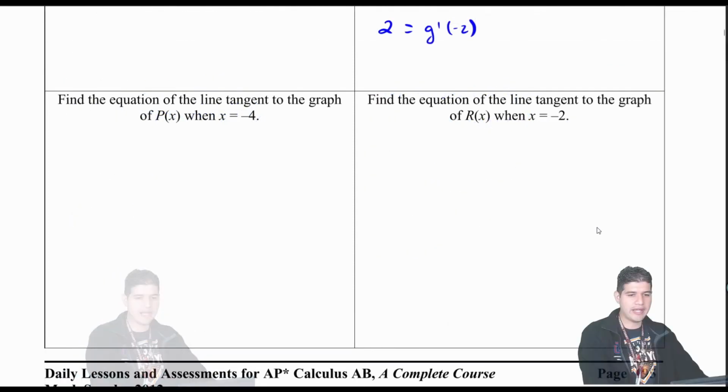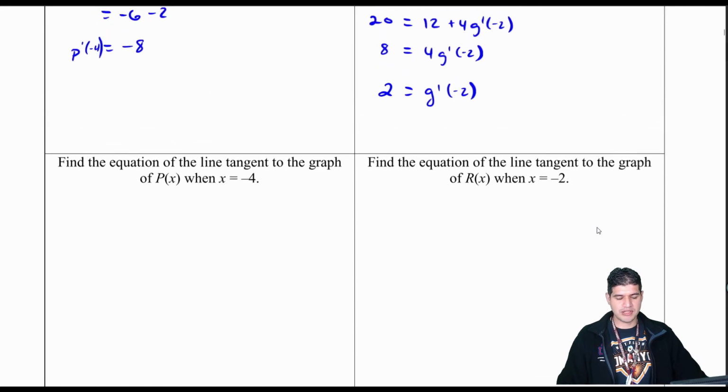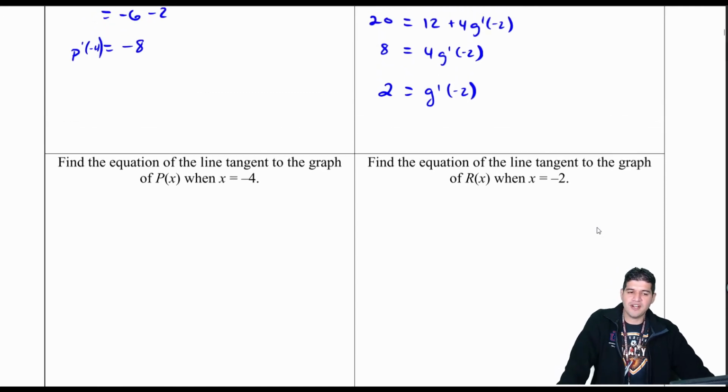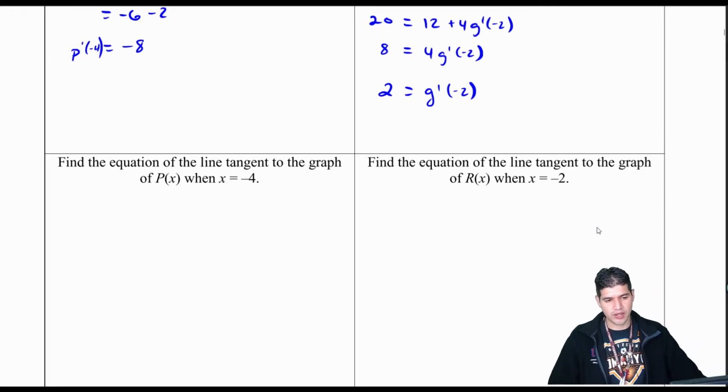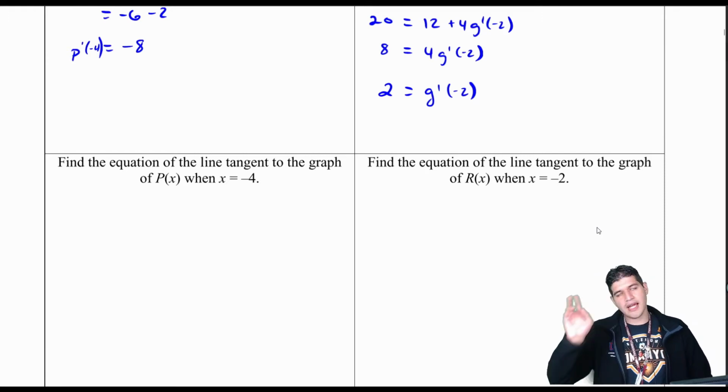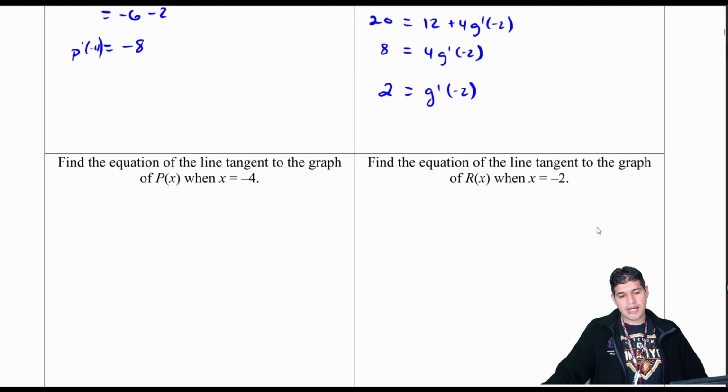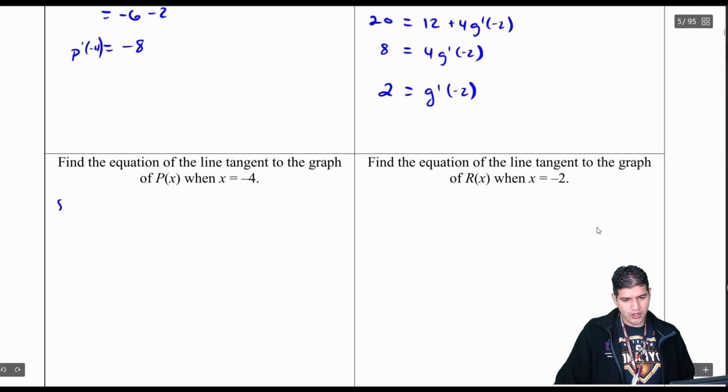So now let's go and use some of the results that we've got here. I want to find the equation of the line tangent to the graph of p of x when x equals negative 4. Looking at our first problem, we found p prime of negative 4, which is our slope of the tangent line. p prime of negative 4 came out to be negative 8. So now I want to find our point of tangency.